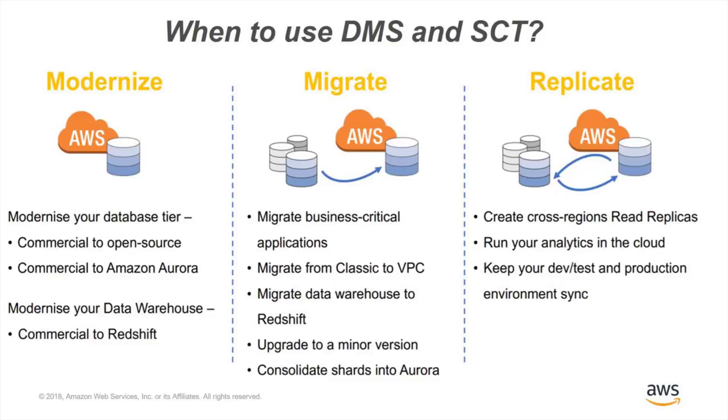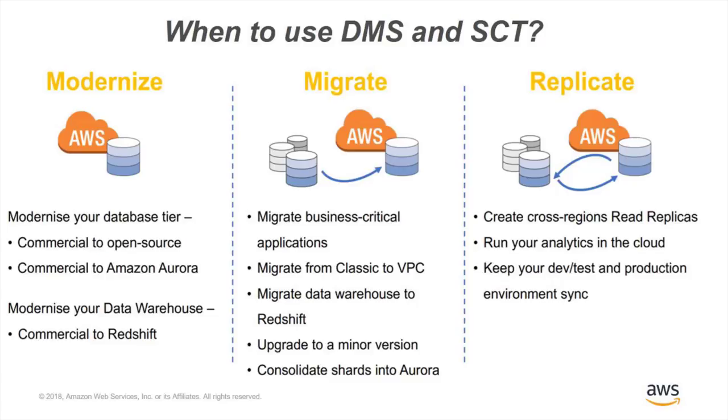Migrating is where DMS comes into the picture, where you can use DMS and SCT to migrate your business critical applications. You can migrate your legacy EC2 instances, which are classic, into a VPC to make them more secure. You can migrate your existing data warehouses, which is Netezza, Greenplum, SQL Server, or Oracle, to Redshift. Customers are also using these tools to do an upgrade with zero downtime. Currently, when you want to do an upgrade, you have to plan a certain downtime and go and do the migration. But using these tools, you can do an upgrade with less downtime.